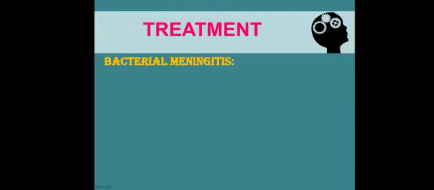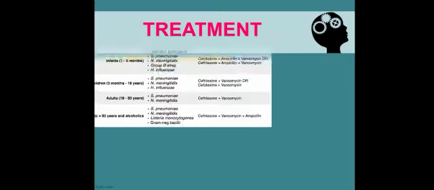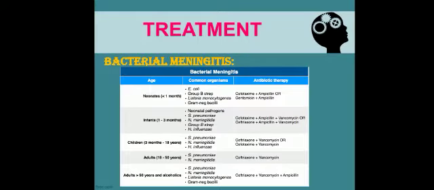Now, what are the treatment strategies? What are the treatments for bacterial meningitis? It depends on age group. For neonates less than 1 month, we can give cefotaxime plus ampicillin and gentamicin plus ampicillin. For infants 1 to 3 months old, we can give cefotaxime plus ampicillin plus vancomycin and ceftriaxone plus ampicillin plus vancomycin.